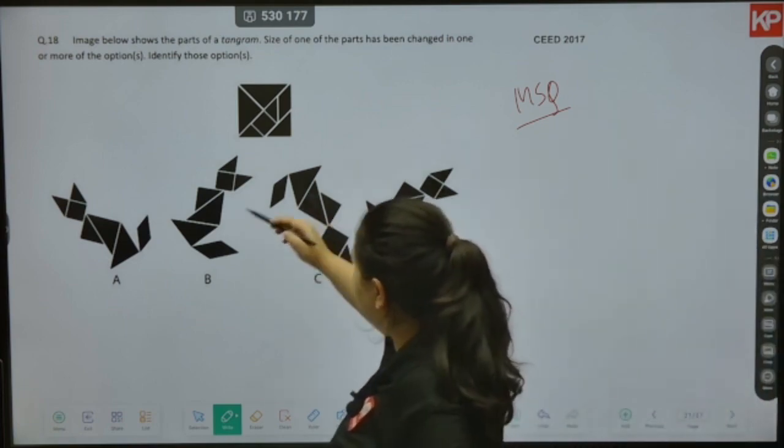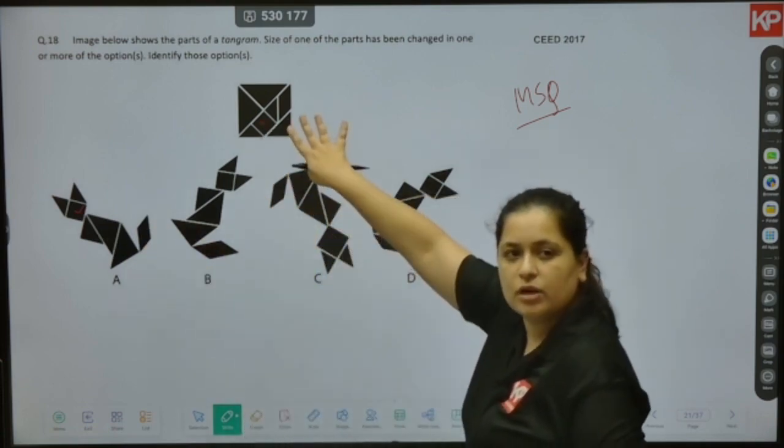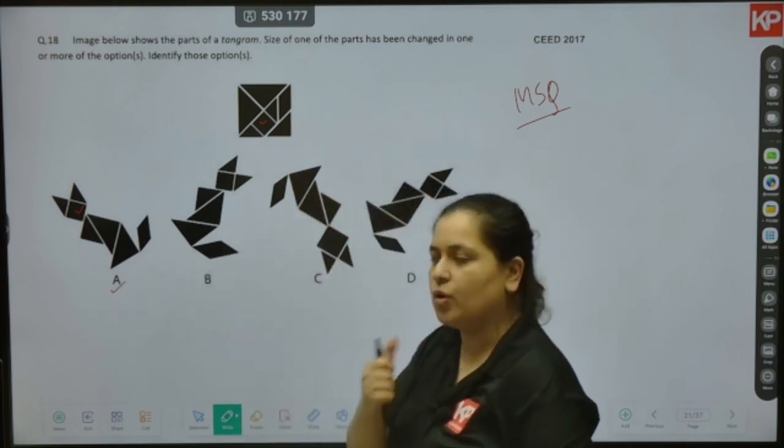Let's begin with the square. Here the size of the square looks similar to that of the original square. Okay, so for this square we have a go ahead.